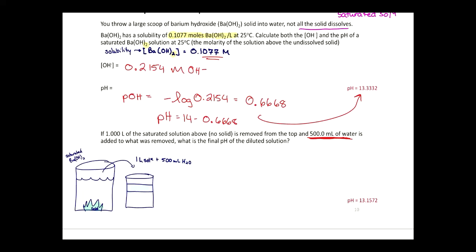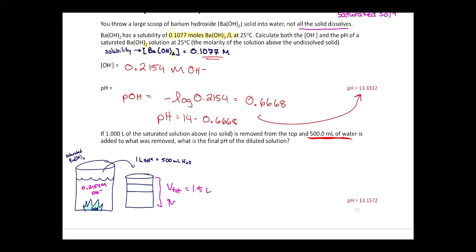So right now we have a very basic solution. So this is what we have right now, the saturated barium hydroxide. The solid is at the bottom. The solution we just calculated has a hydroxide concentration of 0.2154 molarity. So we're going to take 1 liter of that and mix it with 500 milliliters of water. So what we're essentially doing is diluting it, right? We're just diluting that hydroxide concentration. So this new volume that we have is not 1 liter, it's actually 1.5 liters, all right?